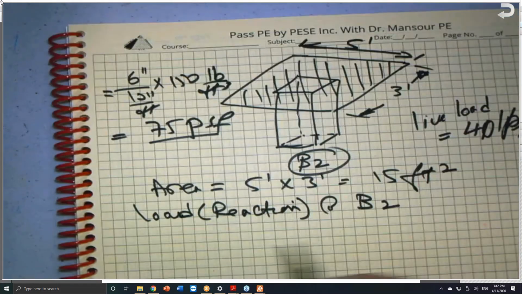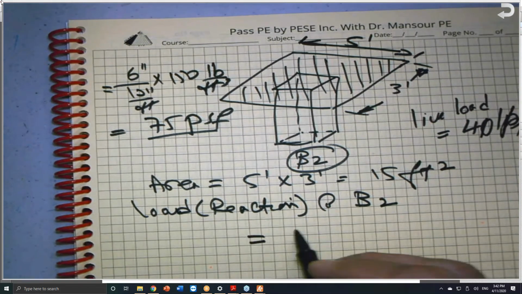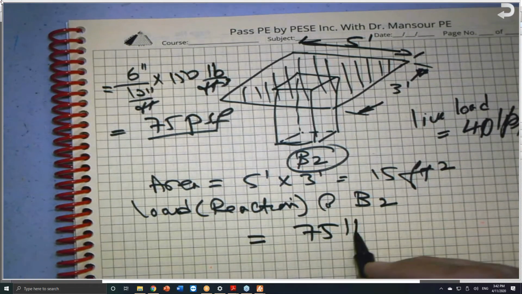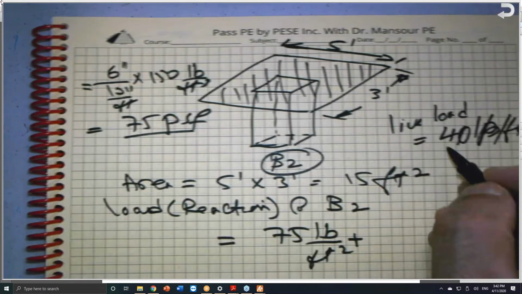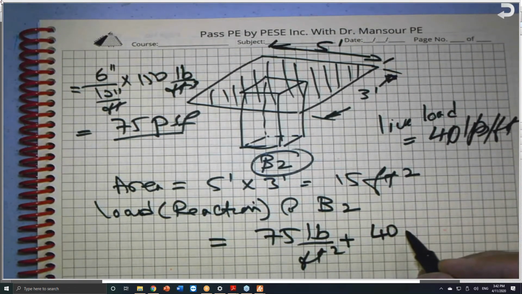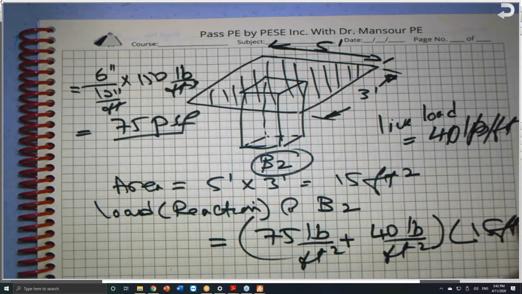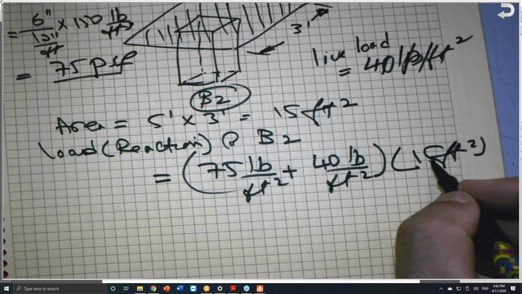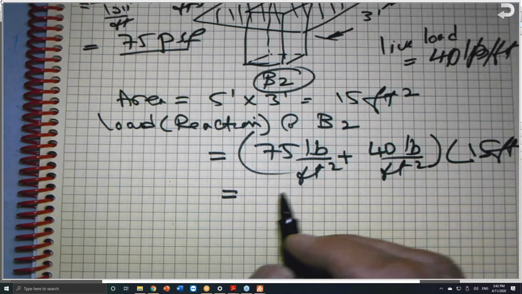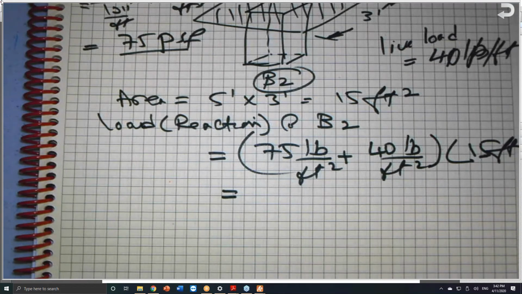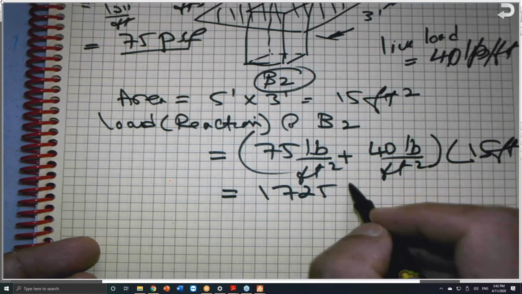So the load right now is equal to the 75 pounds per square foot plus the 40 pounds per square foot, all this multiplied by the area, which is 15 square feet. So in this case, we have 75 plus 40, and you multiply this by 15, which gives you 1725 pounds.